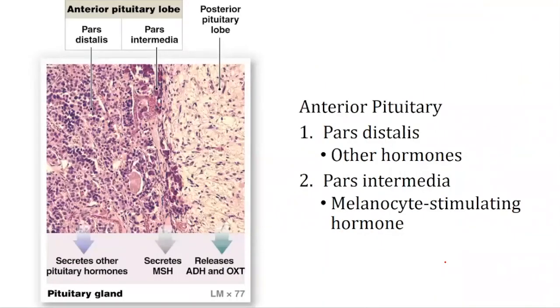The anterior lobe can be divided into two sections. One is pars distalis, and the other is pars intermedia. As you can imagine, intermedia means intermediate, so it's in the middle between the anterior pituitary and posterior pituitary. Something special about pars intermedia is that it's going to release a hormone called melanocyte stimulating hormone, whereas pars distalis is going to produce all other pituitary hormones. Okay, and we know that the posterior lobe is going to release vasopressin and oxytocin.